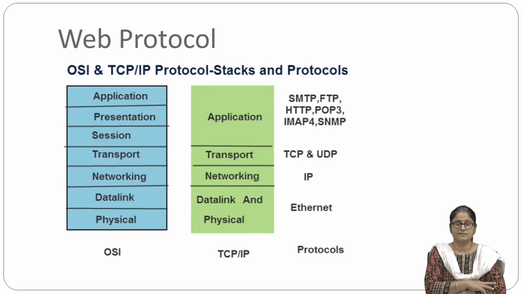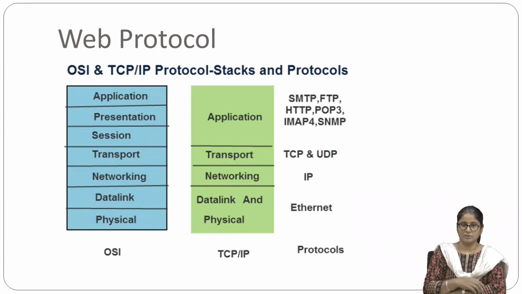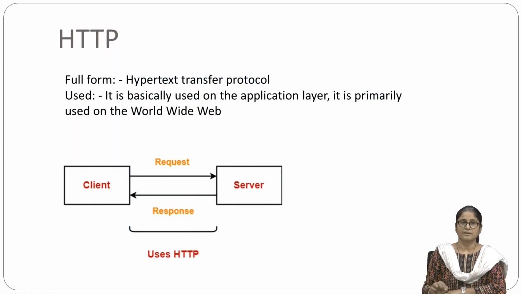For sending the request, it also makes use of the TCP protocol at the transport layer. For traversing the packet over the internet, it makes use of the IP protocol, the Internet Protocol. So we will see all these protocols in detail. The first one is called the HTTP protocol.